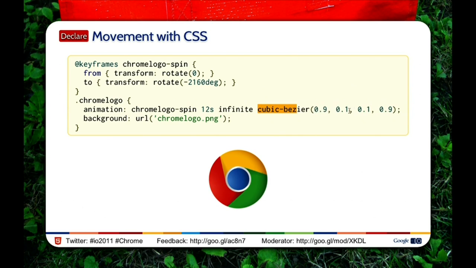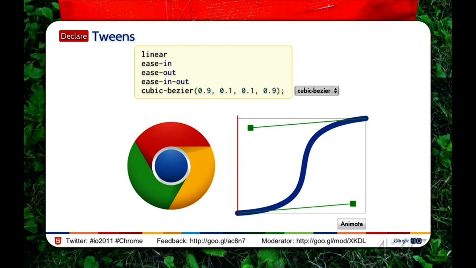And then we have this cubic Bezier function here, which lets you specify how the animation behaves. And this is really great because it shows you how powerful the declarative approach really is. Why don't we open up a little bit more into that? So what we have here is a little tool that we've done to represent the timing function.